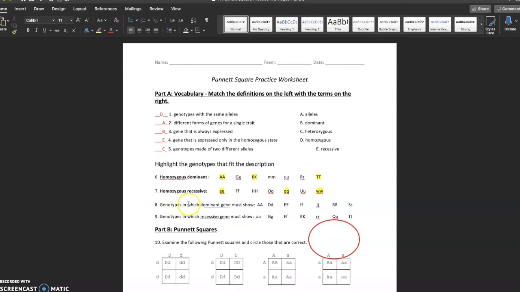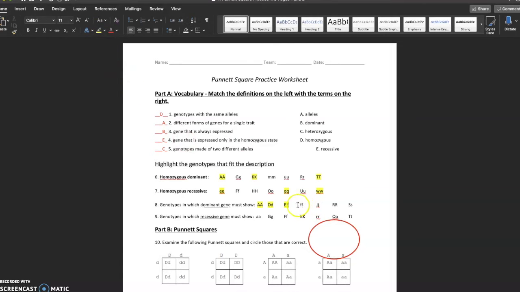Number 8, genotypes in which dominant genes must show. So the dominant gene, if it is present even 1 copy, it will show in that phenotype. So this one has 2 dominant copies, so it's definitely going to show there. This one is hybrid, so it's absolutely going to, again, just that 1 copy is all it needs for that dominant allele to show. Same for this guy. It has 2 copies of the dominant.